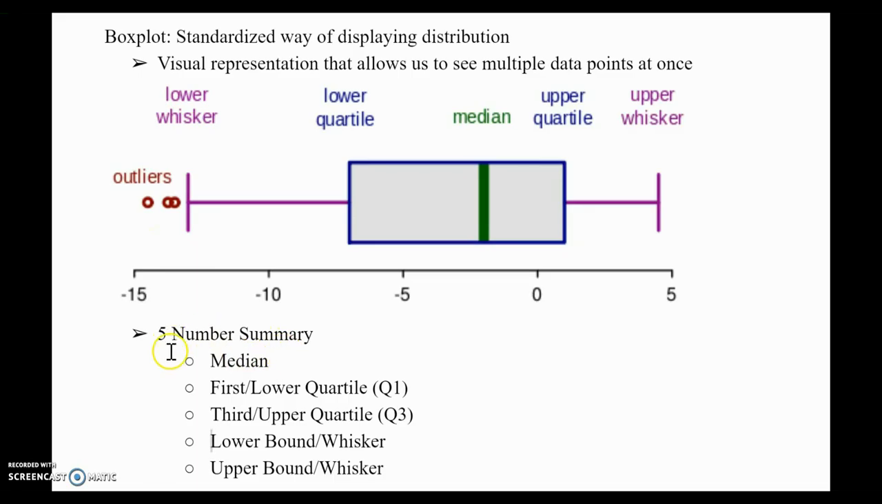Why don't we include outliers in our 5-number summary? Because not all data sets have outliers. These will be standard across every single set of data.